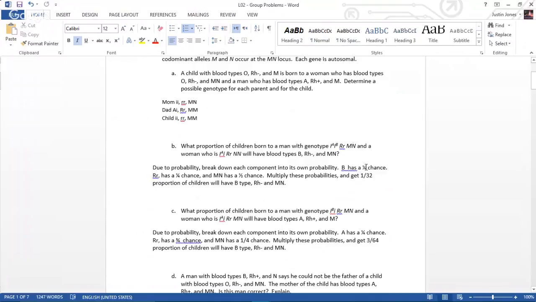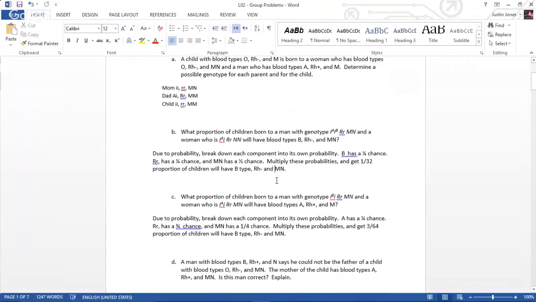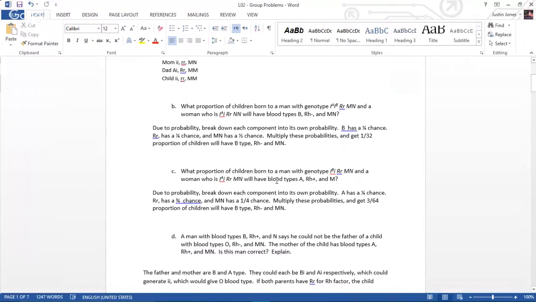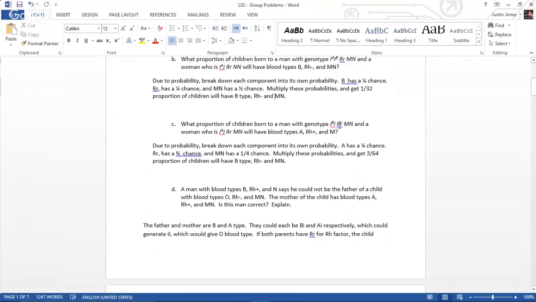You times everything through, and you're going to get 1 out of 32, because 4 times 4 is 16, times 2 is 32. So 1 in 32 is going to be the proportion or odds. You could do percent 3.02 or something like that. Go down to the next question. Same thing, just different variables.